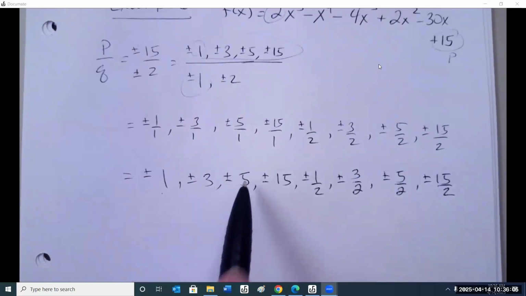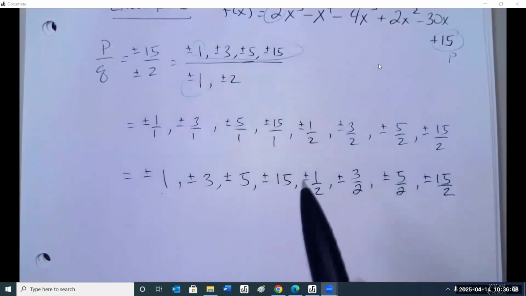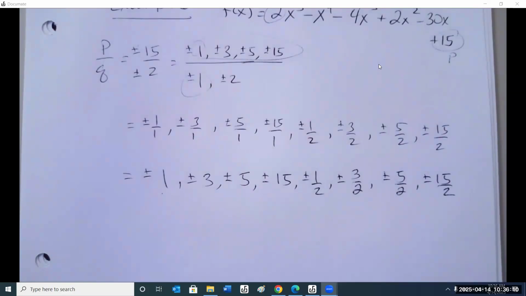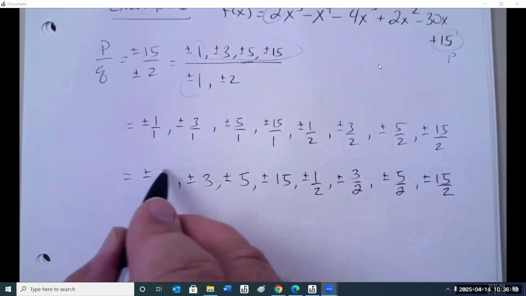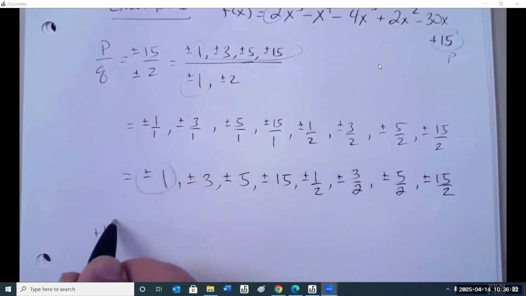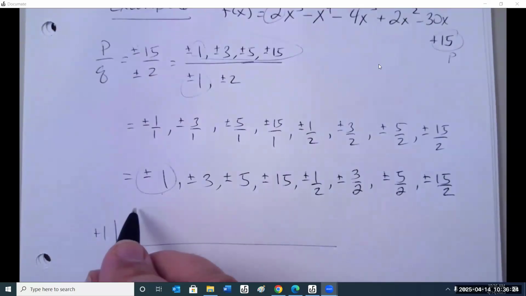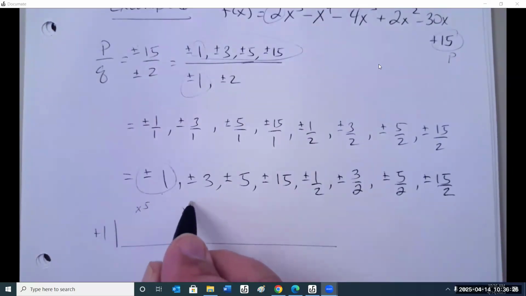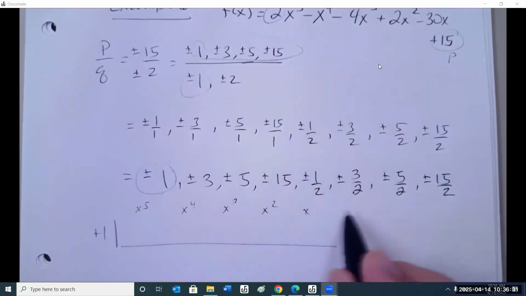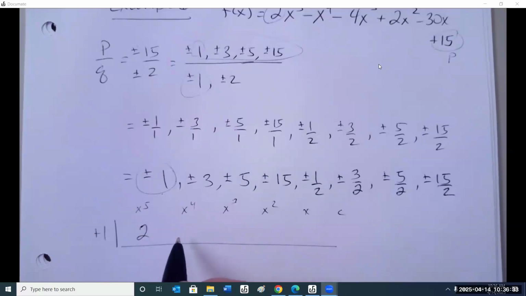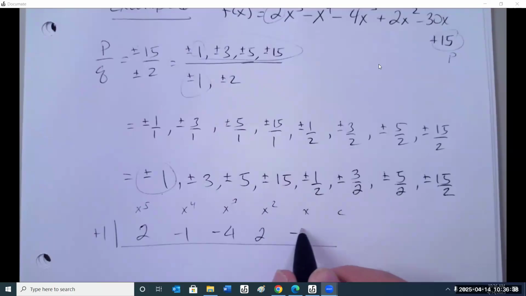We have 1, 2, 3, 4 times 2 is 8. We have 16 things to try. So let's begin. The first one we try is 1, negative 1, positive 1. We have x to the 5th, x to the 4th, x cubed, x squared, x and a constant. So we have 2, negative 1, negative 4, 2.